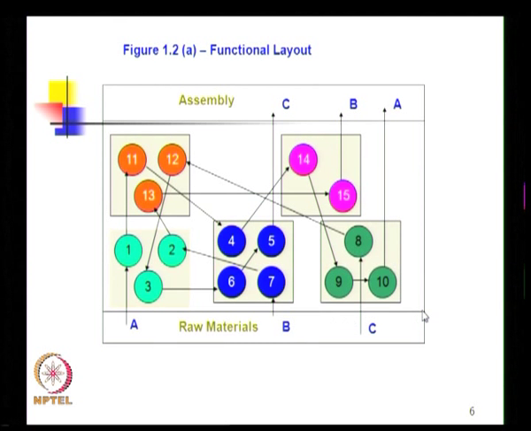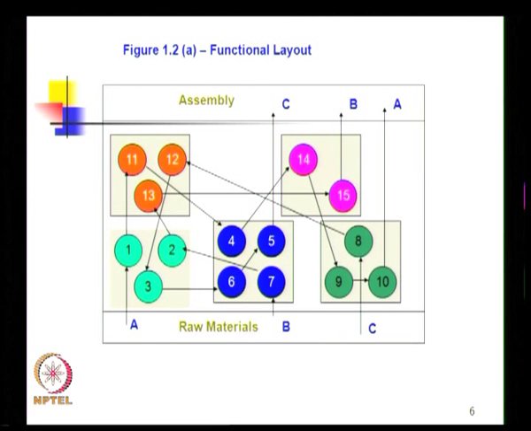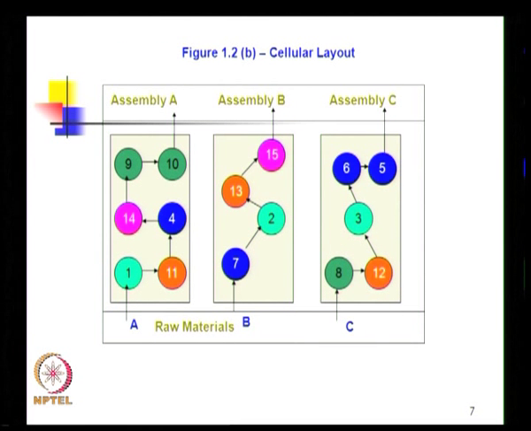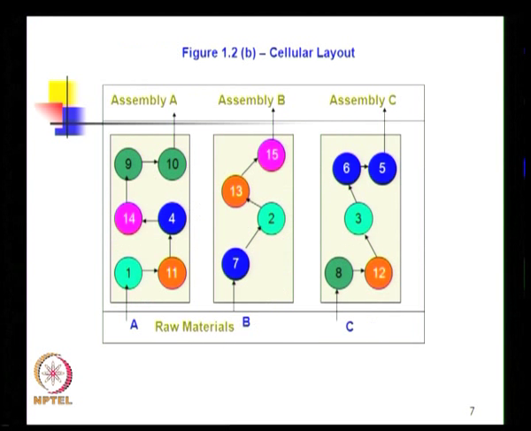Now, let us go back and look at the same 15 machines. This is again a schematic representation of cellular layout. So, part A would require 1, 11, 4, 14, 9, 10. You see that 1, 11, 4, 14, 9 and 10 are grouped together. Similarly, B would require 7, 2, 13, 15. So, B would have 7, 2, 13 and 15. C would require 8, 12, 3, 6, 5. So, C will have 8, 12, 3, 6 and 5, and it goes out.